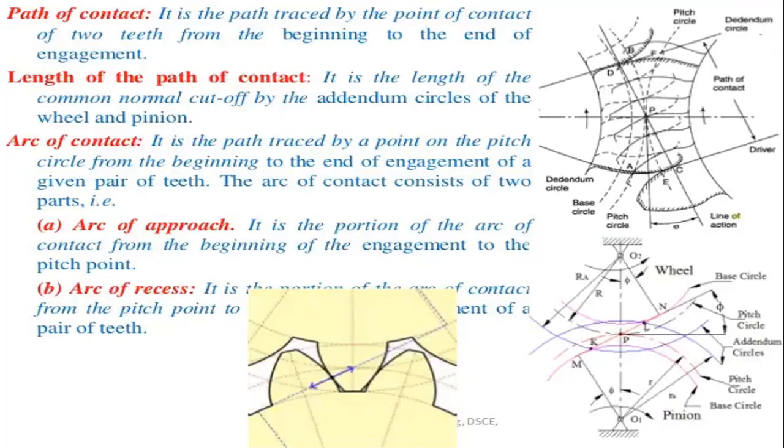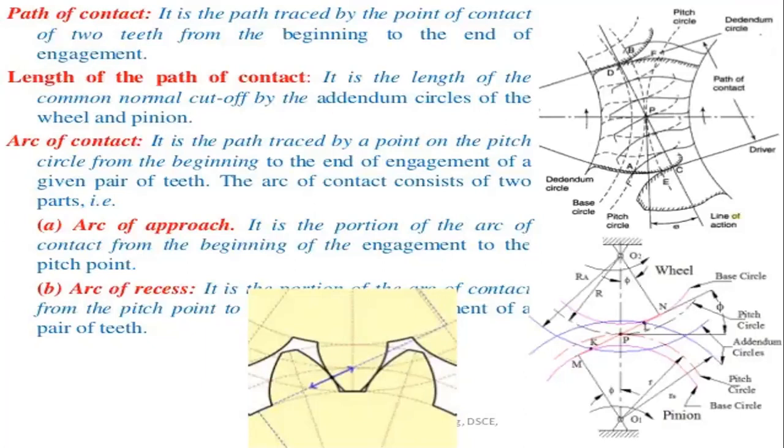It is a very important point for the next lecture. We are going to use the path of contact and the arc of contact to find the law of gearing and other elements. This is the path traced by a point on the pitch circle from the beginning to the end of the engagement of a given pair of teeth. The arc of contact consists of two parts: first the arc of approach, and second the arc of recess.